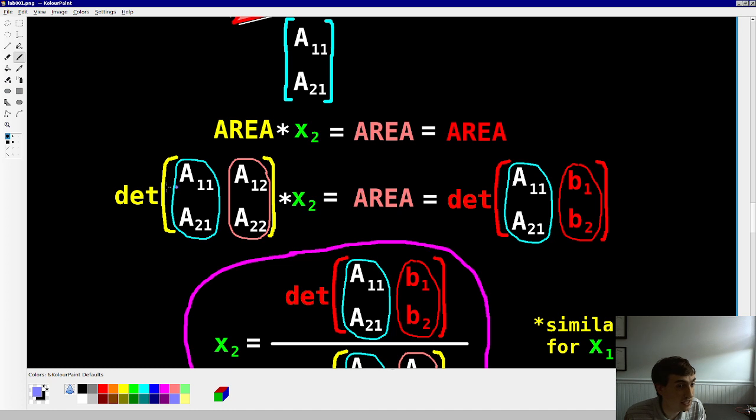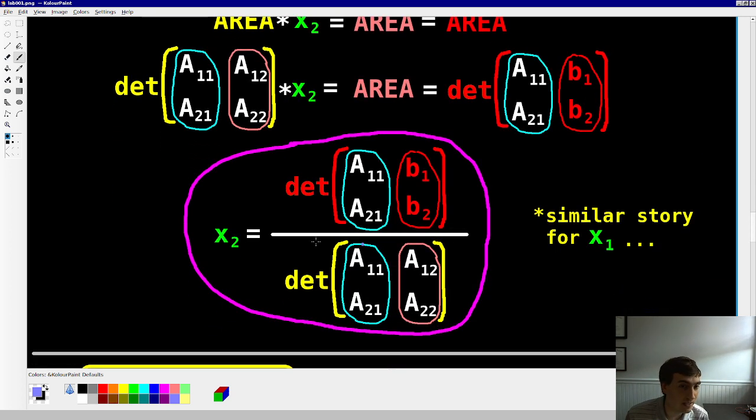And so now you can see we have an equation with just determinants that we can use to solve for x2. And this is what it is. Basically, you just solve for x2 there. You just divide this determinant, or this area, by this area, right? The ratio of the red shape over the area of the yellow shape is the unknown value x2. And this is the same thing for x1 and x3, x4, x5. If you had that high order problem, it would be the same.